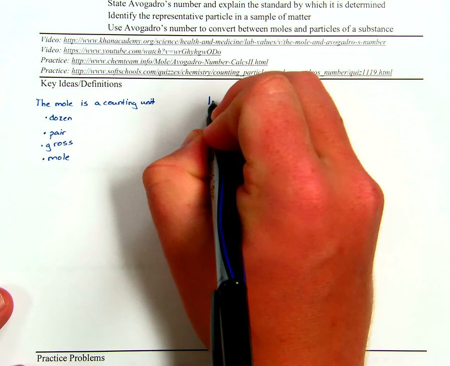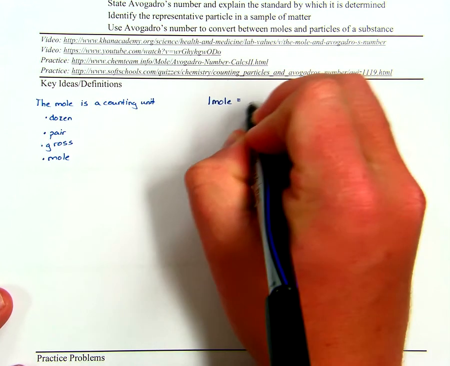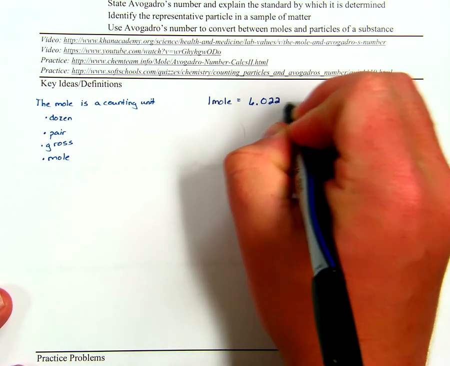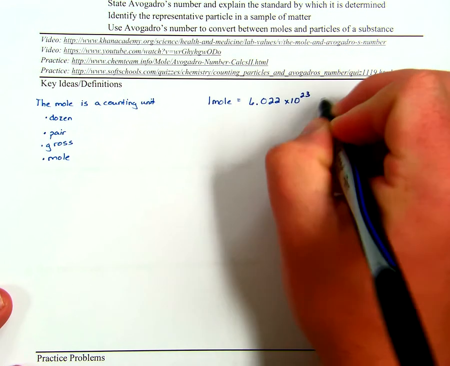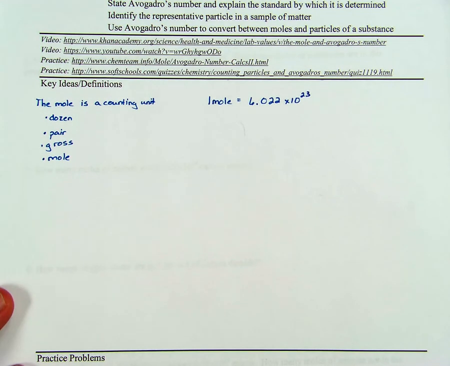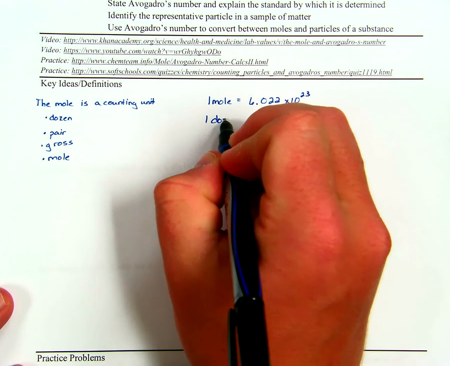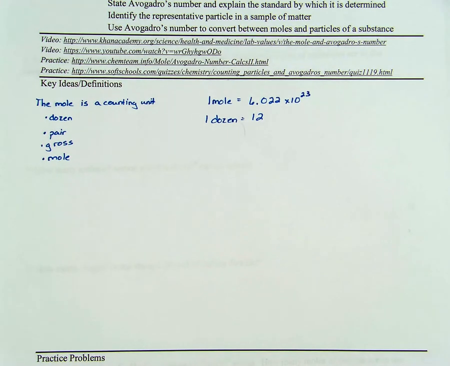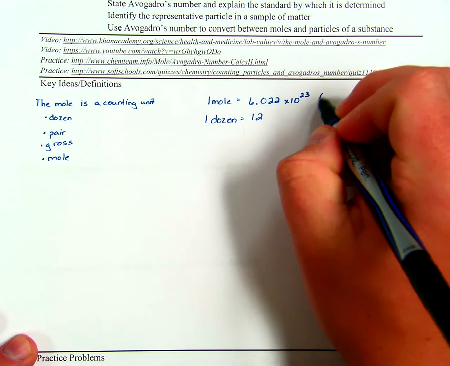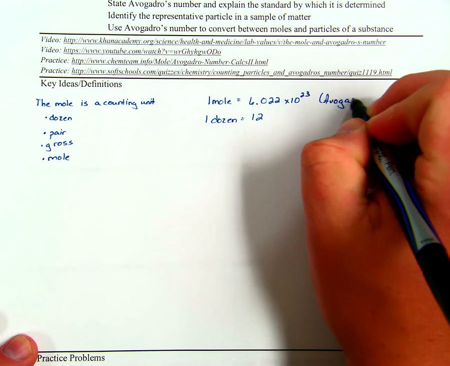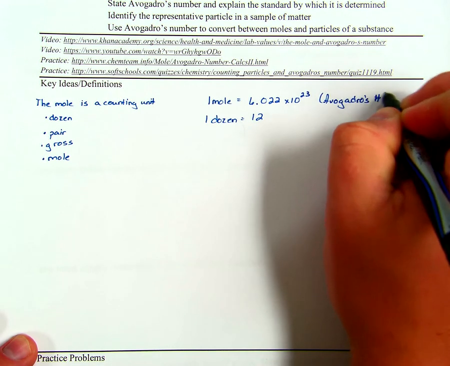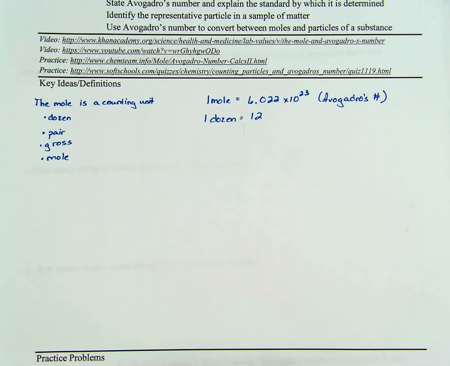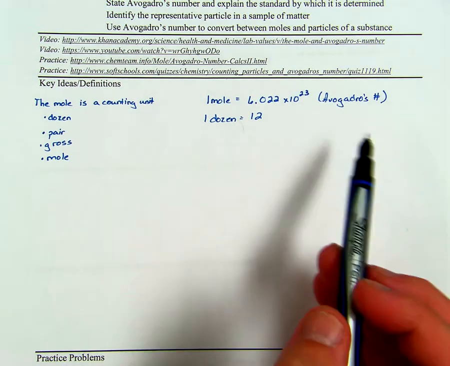1 mole of anything is equal to 6.022 times 10 to the 23rd. Okay, that's just like if 1 dozen is equal to 12. The mole is equal to 6.022 times 10 to the 23rd. It is a huge number. This is known as Avogadro's number. It is named after a 19th century scientist by the name of Avogadro. He was the first to theorize about the need for a number like this.